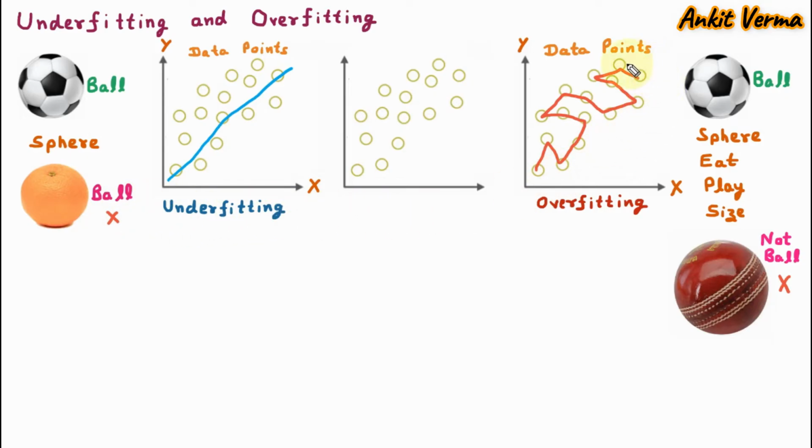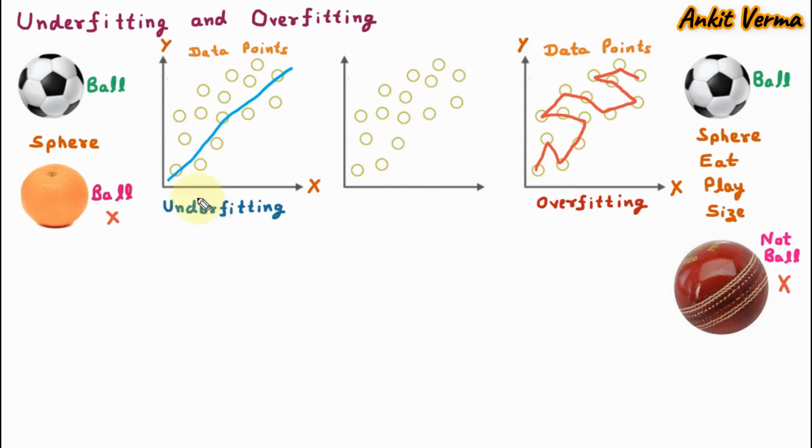And if there are various properties and we have picked all the properties, because of that the model is confused and not giving the accurate result. This is called overfitting. Now we are understanding the difference between underfitting and overfitting.